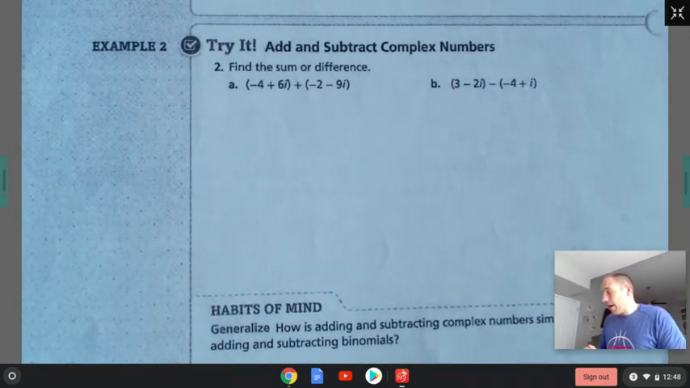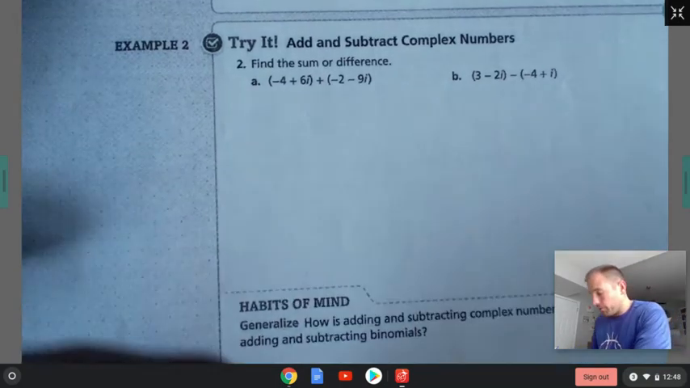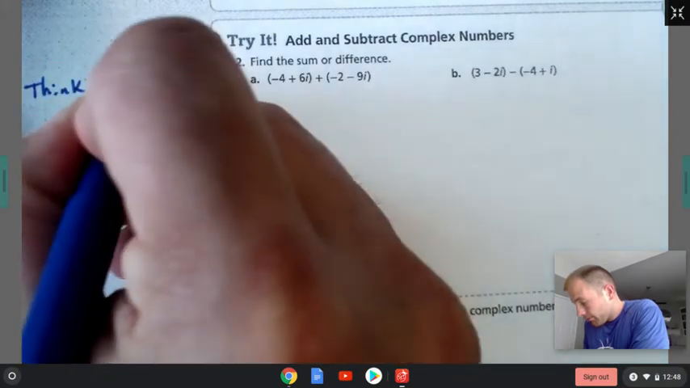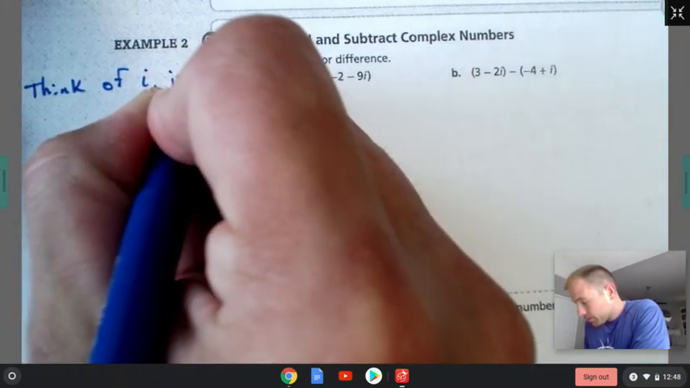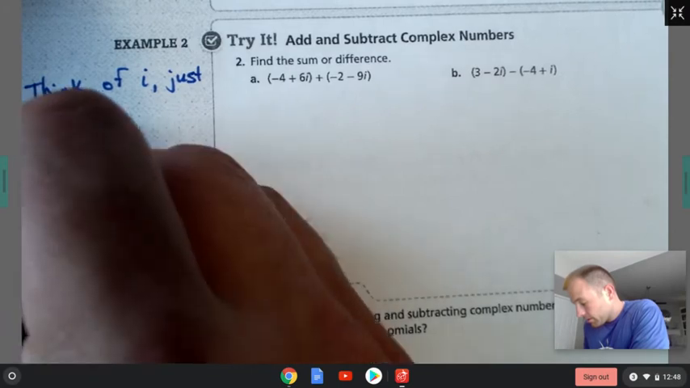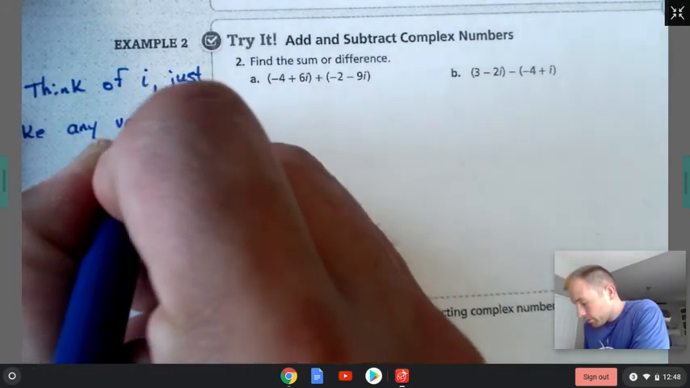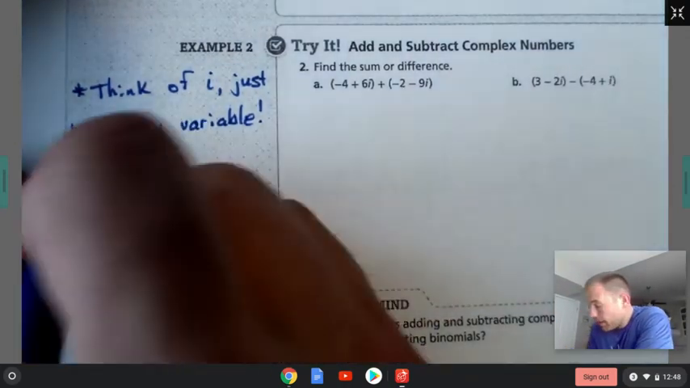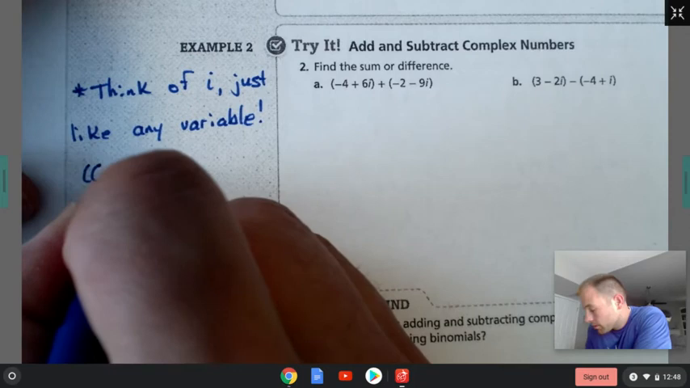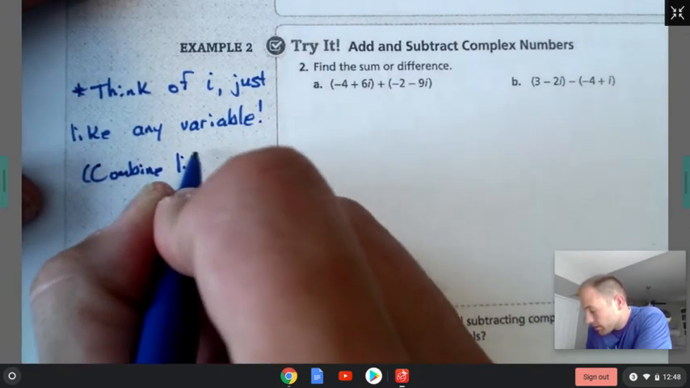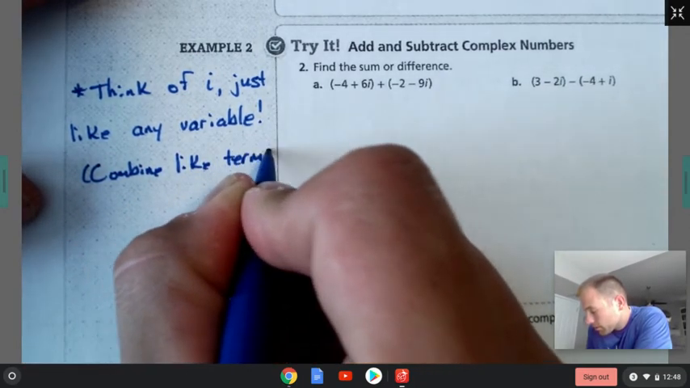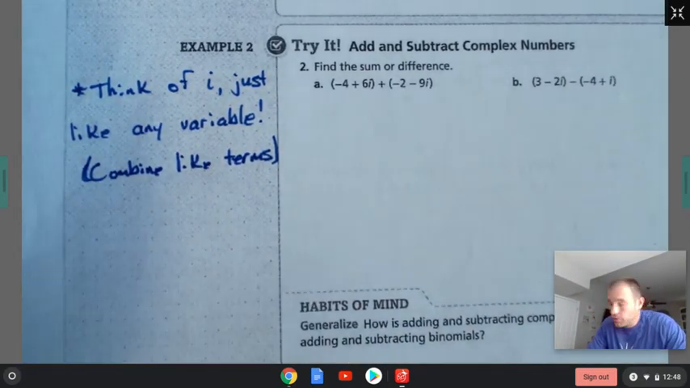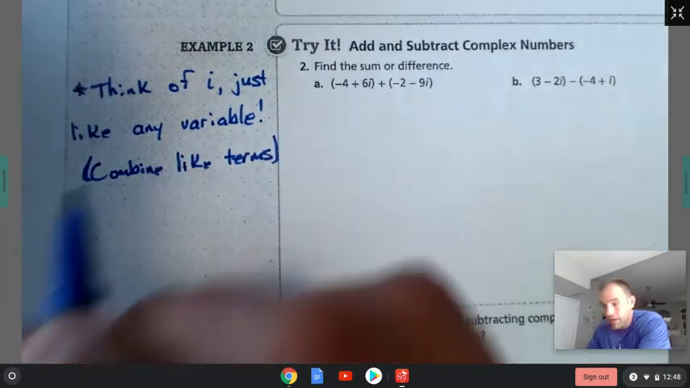So think of i just like any other variable, all right? So all we have to do is just combine like terms. Which I know all of you can do. Okay, all we have to do is combine the like terms, and once we do that, we'll be finished, right?